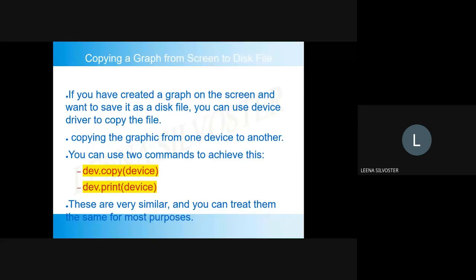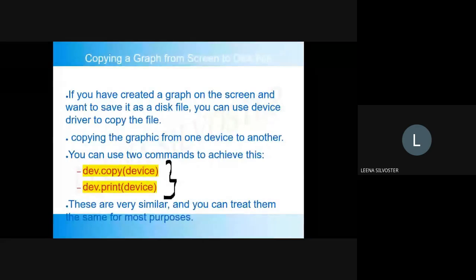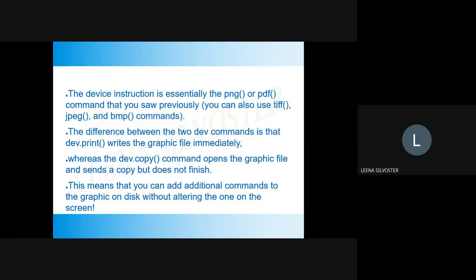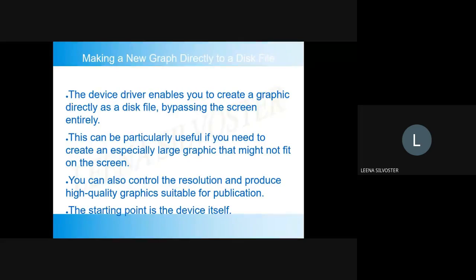Then, copying a graph from the screen to a disk file. You can use two commands: dev.copy of device and dev.print of device. dev.off means you have finished with the graphic, so you must close the device. Making a new graph directly to a disk file: the device driver enables you to create a graphic as a disk file by bypassing the screen.